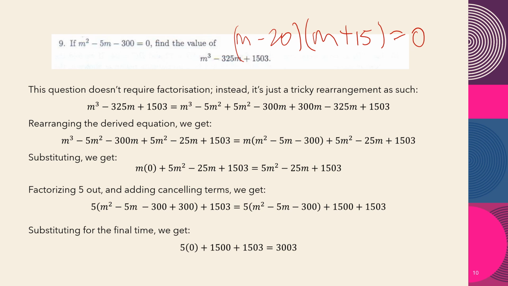So using the zero product rule, we can find out that m is equal to 20 or m is equal to negative 15, and then you can just sub in the values into m cubed minus 325m plus 1503. Though I think this is a bit tedious because you have to do a lot of working.